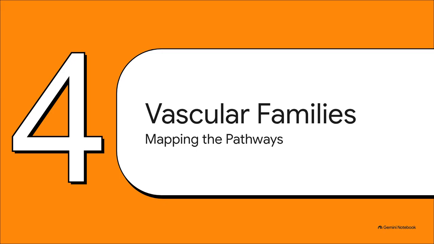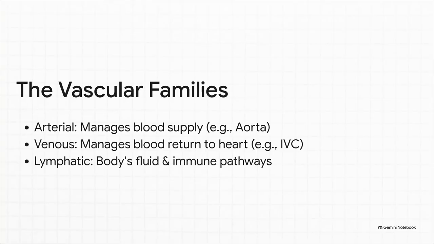Let's dive into Section 4, Vascular Families. The human body has three main structural families when it comes to these fluid highways, and in IR, we interact with all of them. First up is the arterial family, which handles blood supply management. It brings oxygen-rich blood away from the heart to the rest of the body, and the aorta is essentially the granddaddy of this family. Second, we have the venous family. These vessels manage the blood returning back to the heart. The inferior vena cava, or IVC, is a prime example here. And third, which is often a bit less discussed but equally important, is the lymphatic family. This acts as the body's drainage and security system, moving fluid and immune cells around.